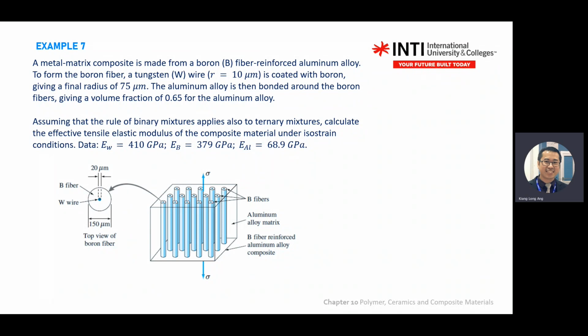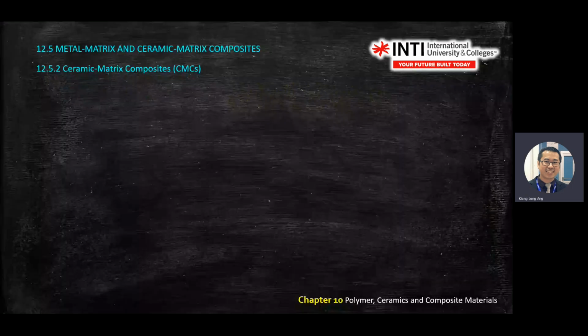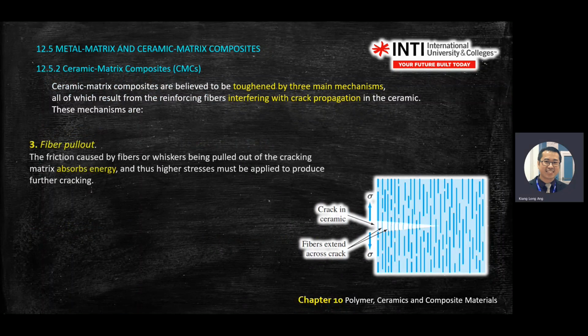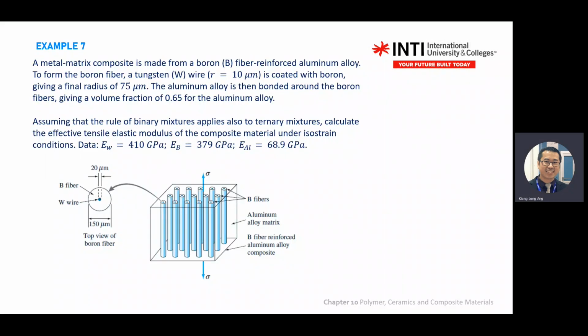So before the break, we looked at the CMC. So now we look at the application. So you have a metal matrix composite made of boron fiber and aluminum alloy.